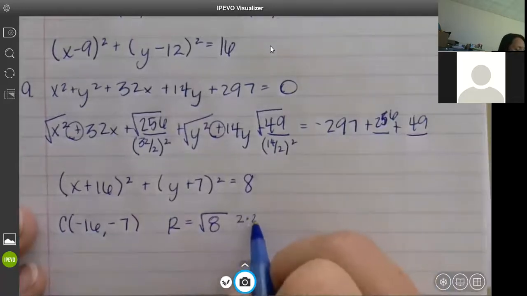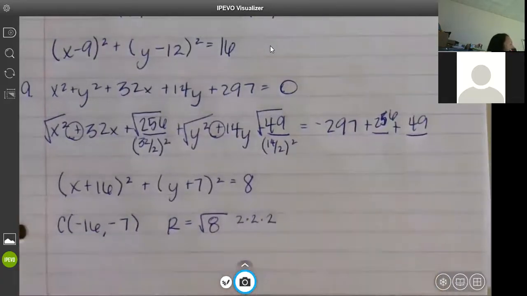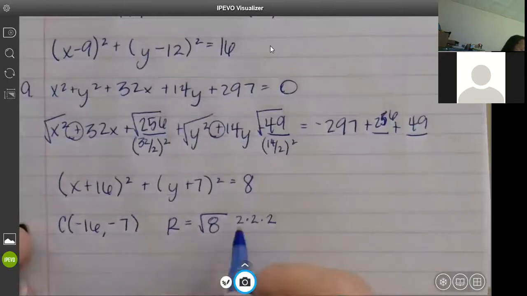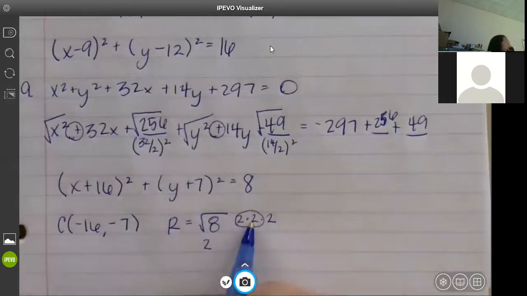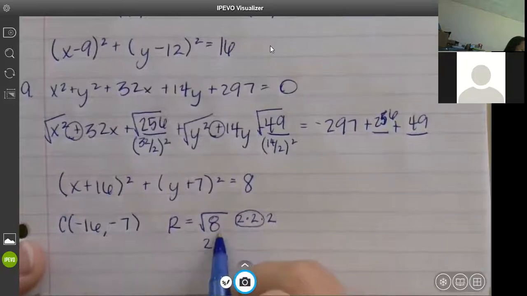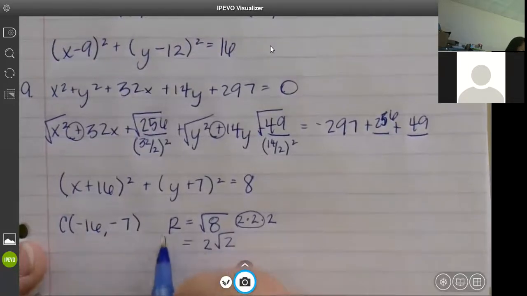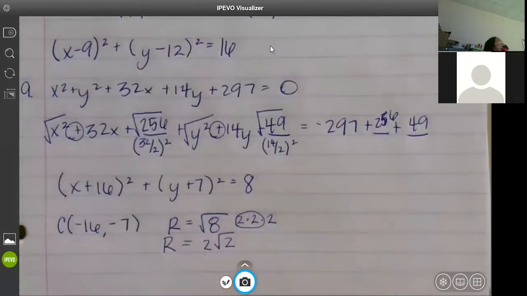8 factors into 2 times 2 times 2. Are there any pairs? Yes, there's a pair of 2's. That pair comes out because that's the same thing as 4. Square root of 4 is 2. Everybody got it? And then the only thing I left was a 2. So your radius simplified is 2 square root 2.